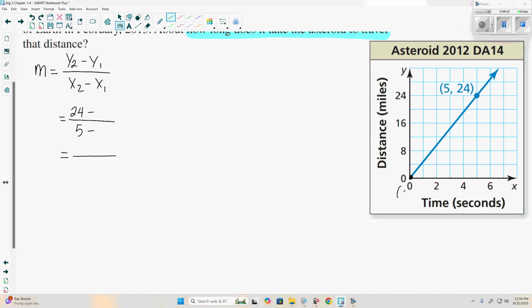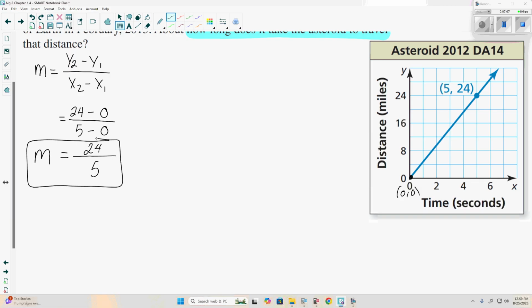It's down here at 0, 0. So the other point that we do have is 0, 0. Now we can calculate this from here. 24 minus 0 is, 5 minus 0 is, will this reduce? Well, no.